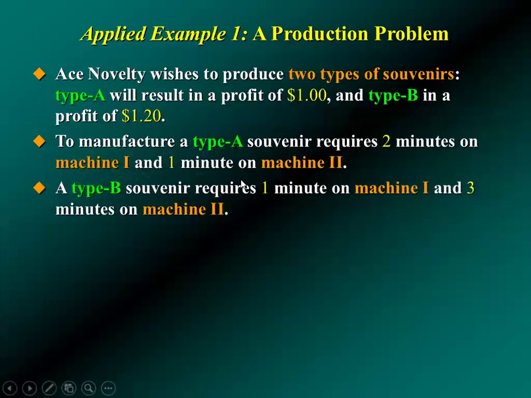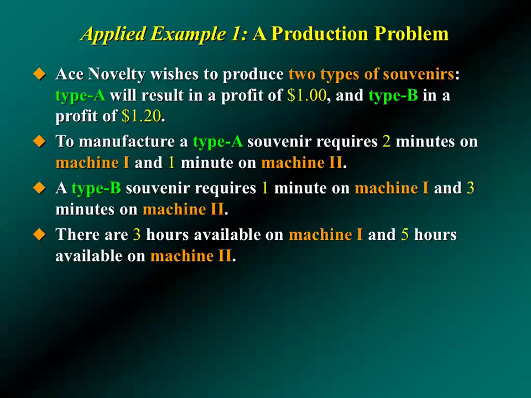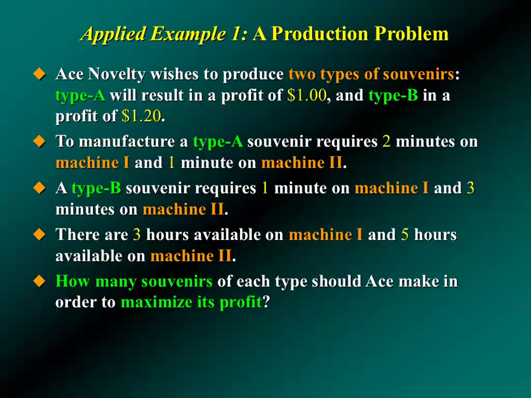To manufacture type A souvenir requires 2 minutes on machine 1, 1 minute on machine 2. Type B souvenir requires 1 minute on machine 1, 3 minutes on machine 2. 3 hours are available on machine 1, 5 hours are available on machine 2. So, how many souvenirs of each type should Ace make in order to maximize its profit?